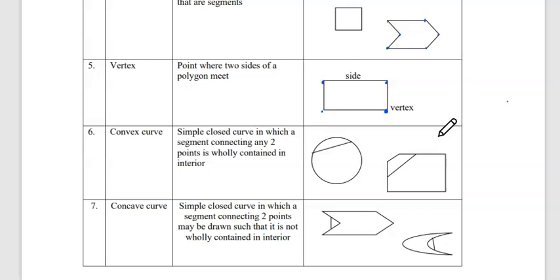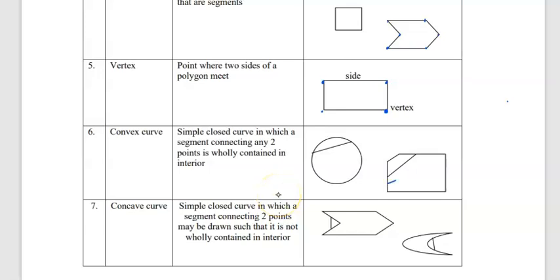So a convex curve is a simple closed curve. So it meets all of those definitions of a simple closed curve in which the segment connecting any two points that are on the curve is wholly contained in the interior. And so I'm kind of giving you a visual of that.